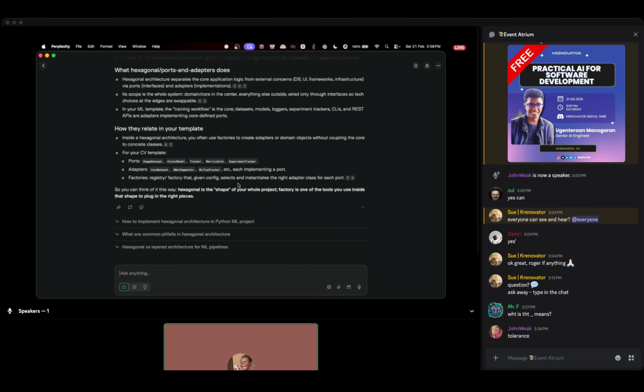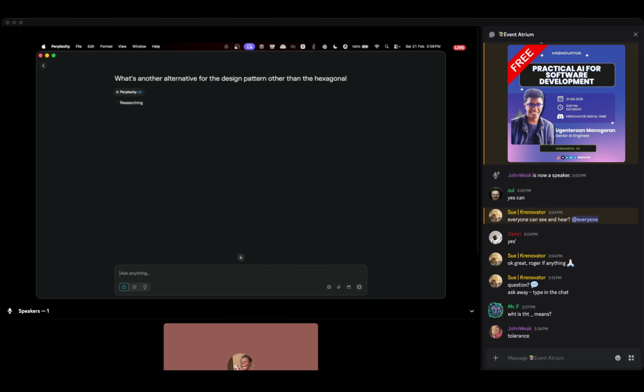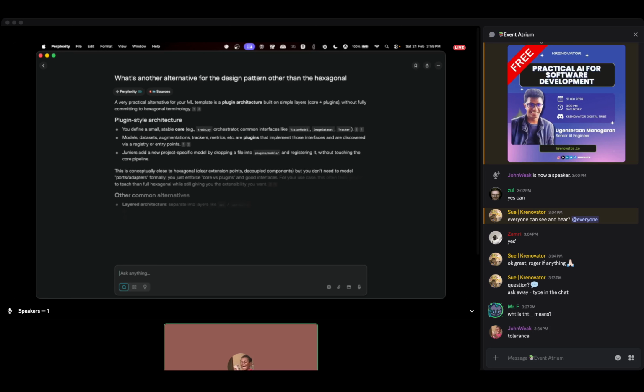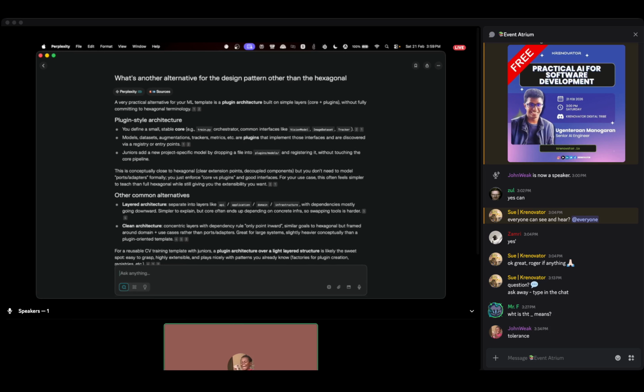I always ask it about the design pattern, and then I try to find an alternative design pattern. You can also ask it here itself, what's another alternative for the design pattern. So you ask for alternatives, and then you try and compare what the alternative has to offer compared to the hexagonal architecture. See, this is a plugin architecture which I'm not familiar with at all. So now you can go ahead and learn about this pattern a bit and that pattern, and you as the developer, you make the decision on which architecture you want to go for.